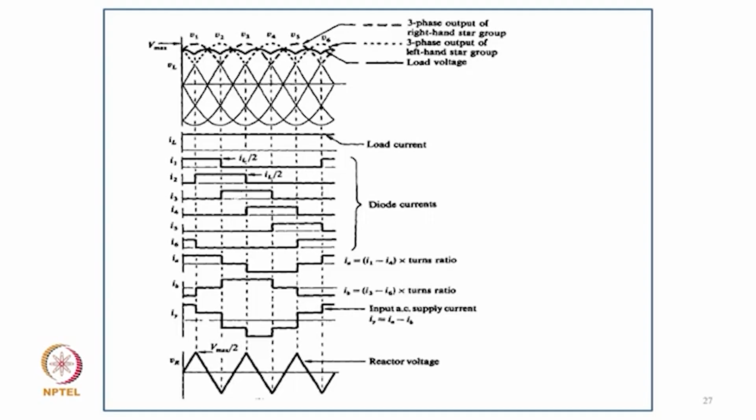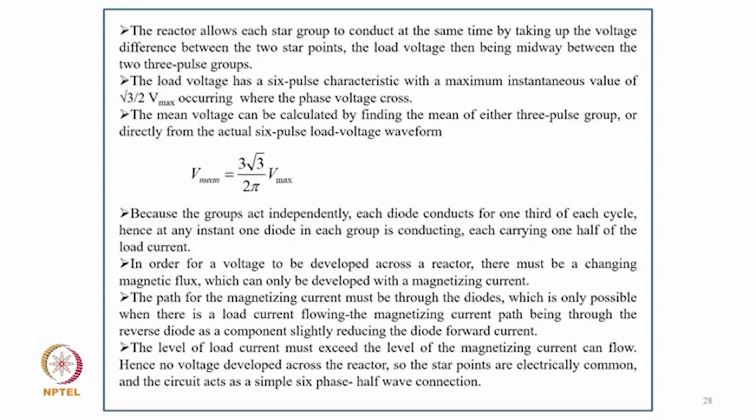And these are typical waveforms of how it really comes, and how the reactor voltage, with the third harmonic across it, appears. So you can see all the different currents like line current, load current if it is a constant, the current in the devices, and the current in the primary side, IA, which becomes a quasi square waveform for all 3 phases. So the reactor allows each star group to conduct at the same time by taking up the voltage difference between the 2 star points.